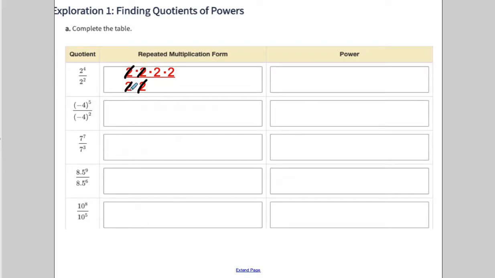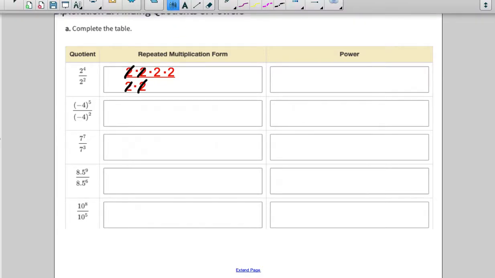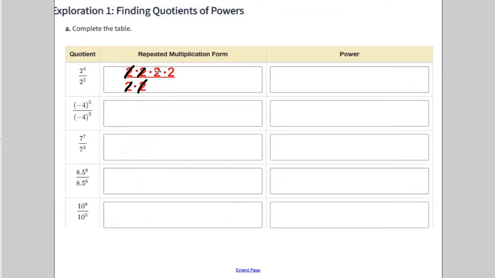2 divided by 2 is 1. The other 2 divided by 2 is 1. So therefore you end up with just these 2 2's left, and to rewrite that or to simplify it, I can just write it as 2 to the second power. Once I cancel out those 2's, all that's left is the 2 to the second power here, so that I can simplify it in that way.